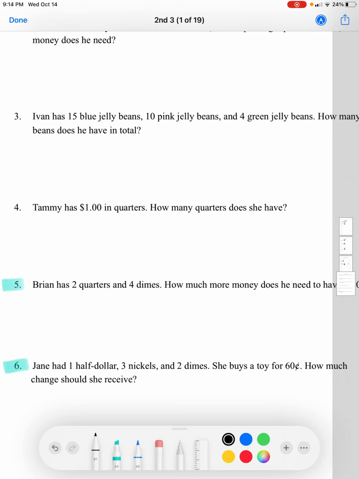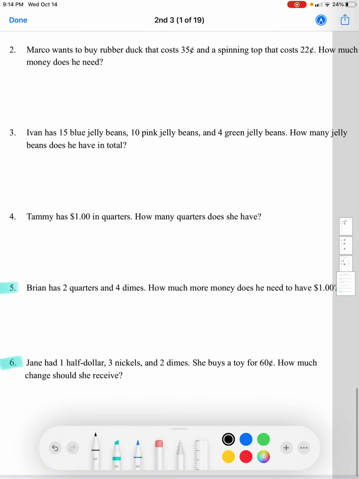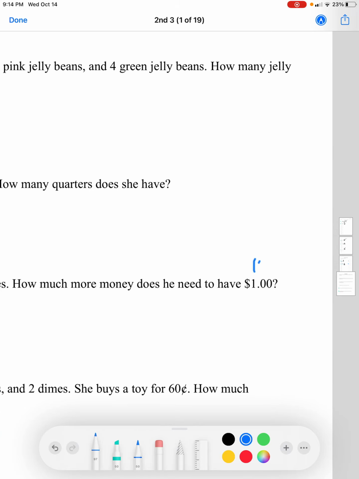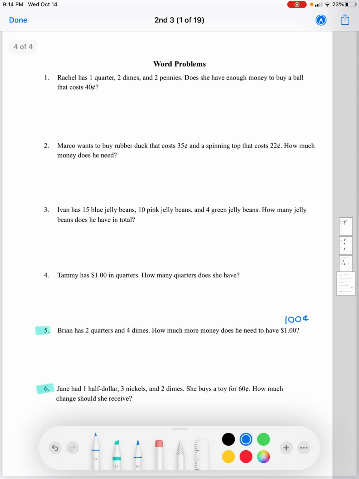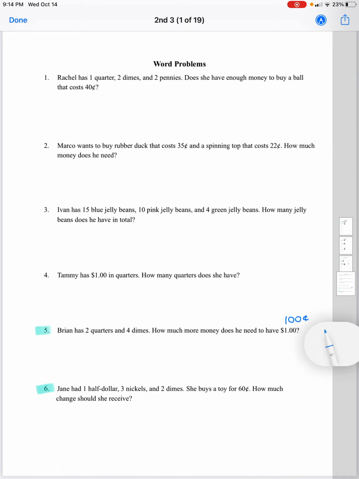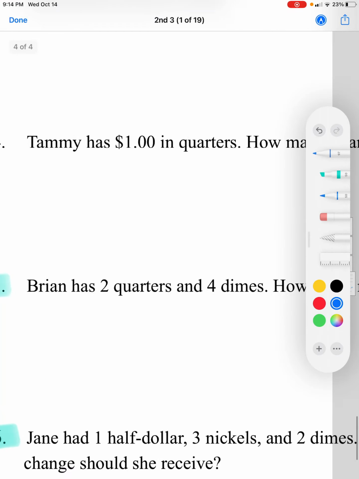We have the question, Brian has 2 quarters and 4 dimes. How much more money does he need to have $1? So $1 is basically 100 cents. They're the same thing. So if he has 2 quarters and 4 dimes, how much more money does he need to have 100 cents? So let's draw the 2 quarters here.